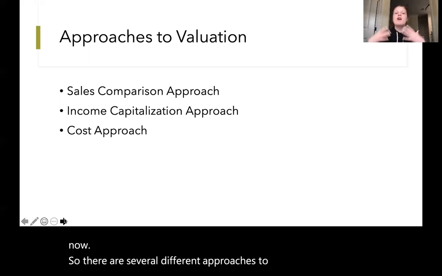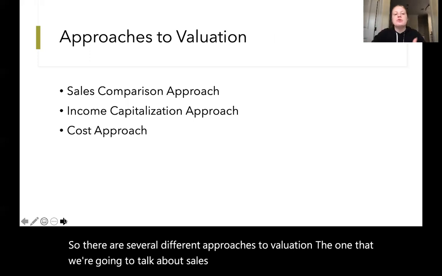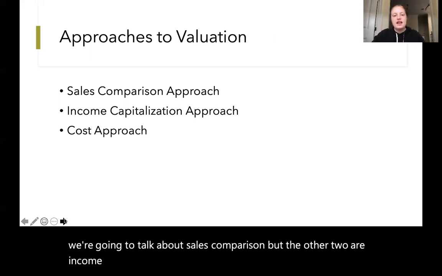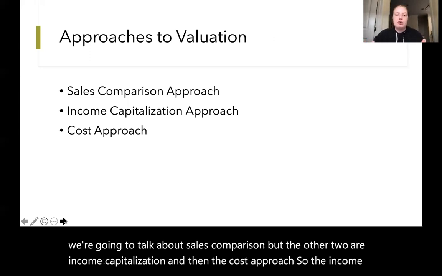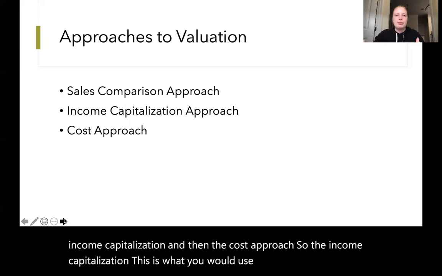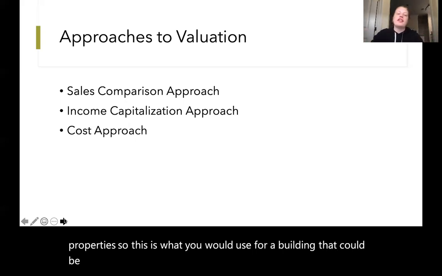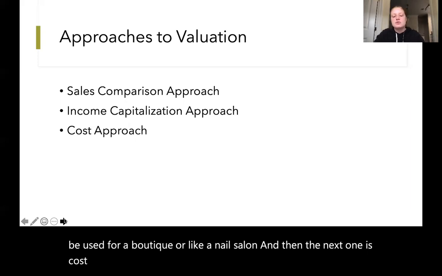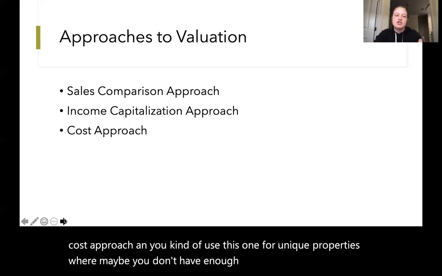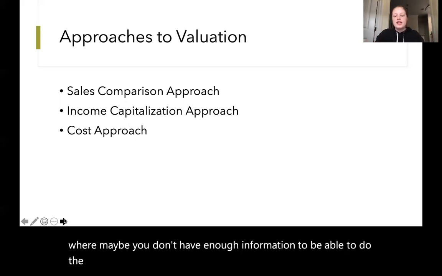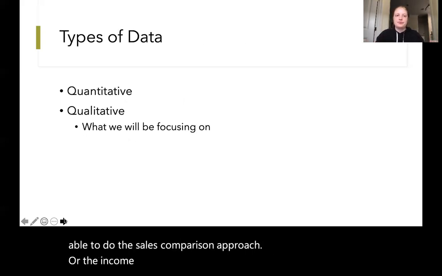The one that we're going to talk about is sales comparison, but the other two are income capitalization and the cost approach. The income capitalization approach is what you would use for income producing properties, like a building that could be used for a boutique or a nail salon. And the next one is the cost approach. You use this one for unique properties where maybe you don't have enough information to be able to do the sales comparison approach or the income capitalization approach.